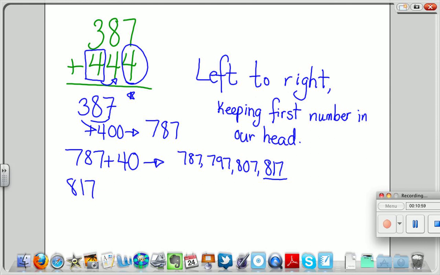Oh, I did it again. I did the arrow. Don't want an arrow? We're adding. 817 and 4 more. We just need to count, right? In our head, we're going 817. 818 is 1. 819 is 2. 820 is 3. 821 is 4 more. So my final answer is 821.